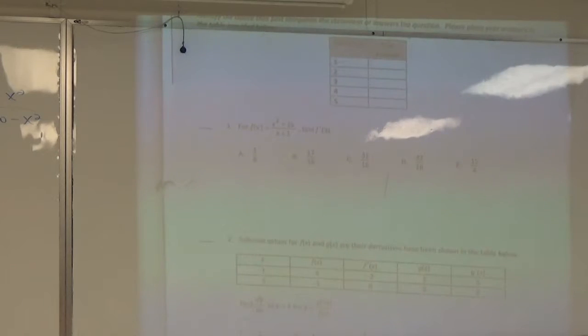And this is where my help is going to stop. Once you've got your optimization equation in one variable, my hope is you guys know exactly what to do from here. What are we going to do? Product rule. We're going to take a derivative using the product rule.